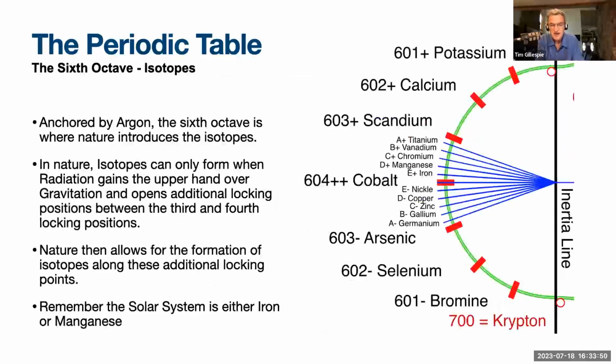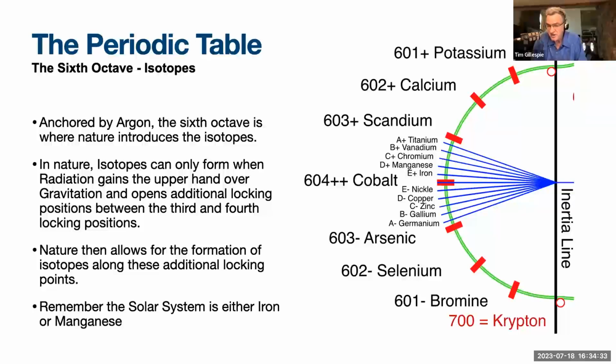So when we look at the 6th octave, something really amazing happens here. Ever since carbon, radiation has taken the upper hand from gravitation and started to have its way with the elements. It is now preponderant, meaning it has more than 50% of the influence in these elements now. The octaves are all starting to get bigger. And by the way, they're getting bigger by a multiple of 1.618, which is the golden means.